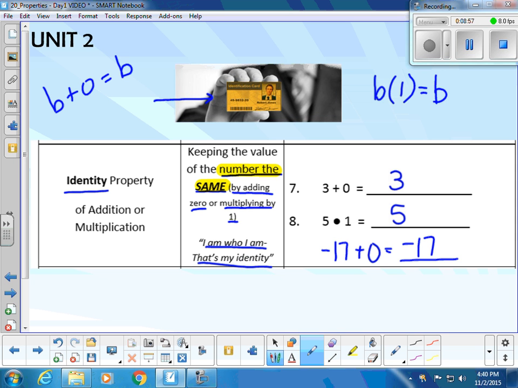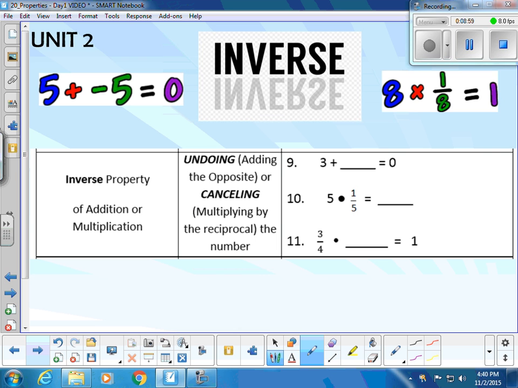Don't get this confused with our next property, which is the inverse property. When you say inverse, I want you to think of going in reverse, which means going backward, or undoing. You know how sometimes you watch those cartoons and when they make a mistake, they rewind it and they undo what they just did. So the inverse property is undoing or canceling a number.